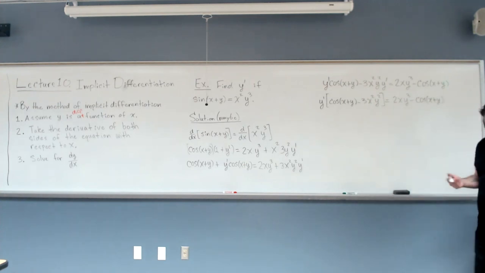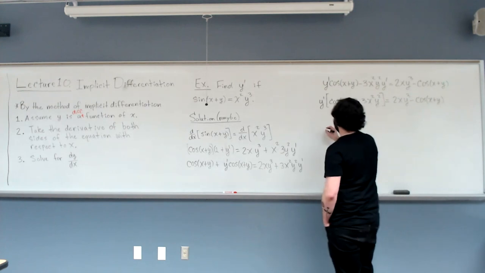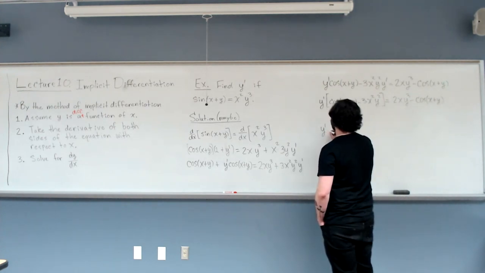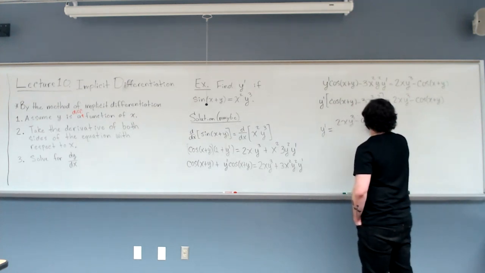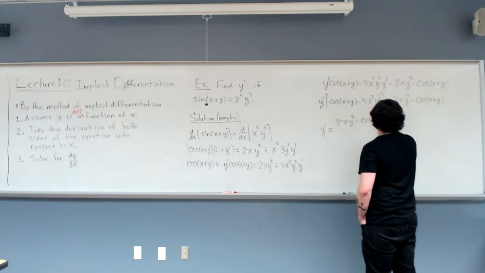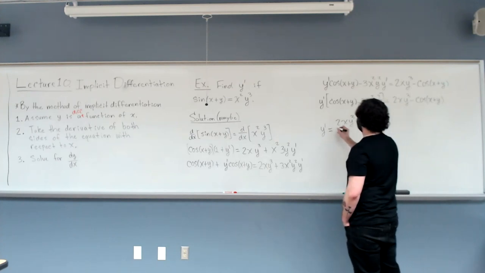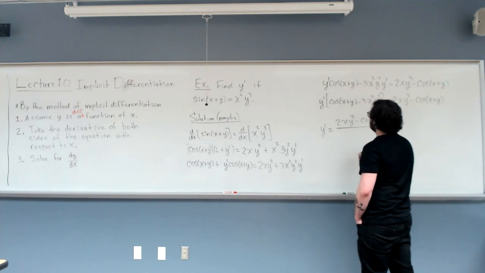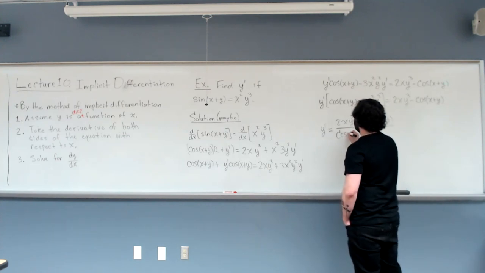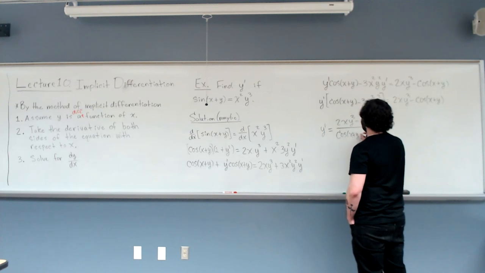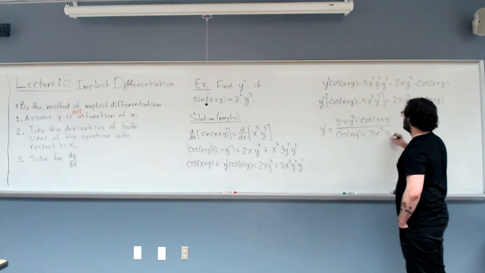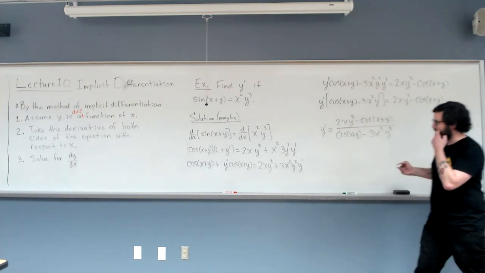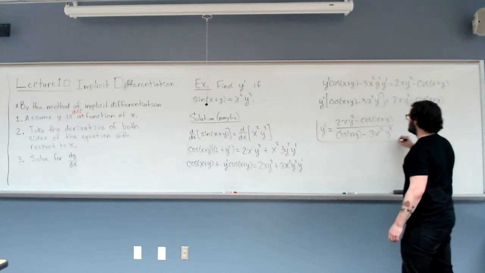And then we divide. So in the end, we get this: 2x times y cubed minus cosine of x plus y, all divided by cosine of x plus y minus 3x squared times y squared. And that's it. We were able to do it.